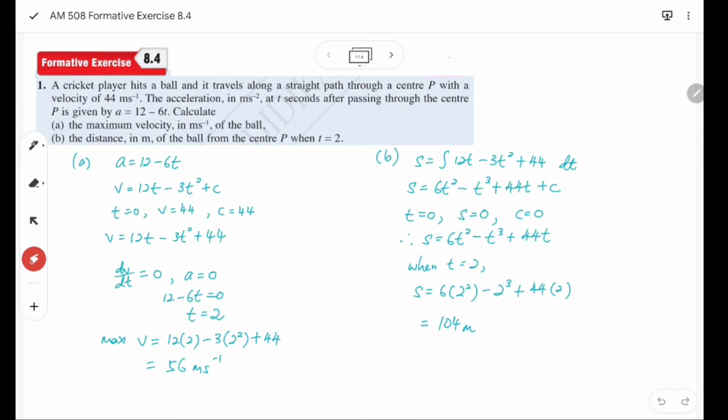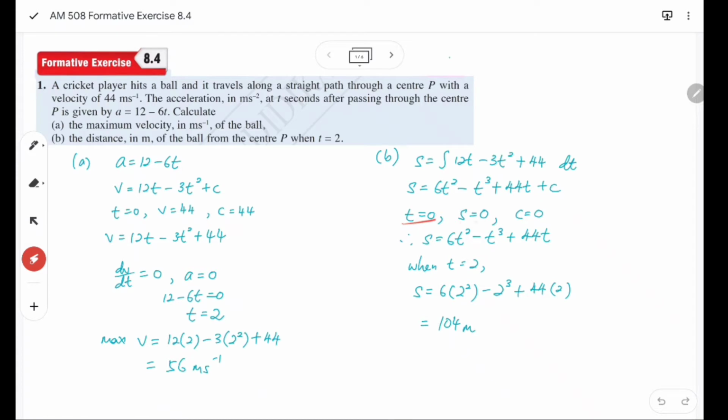B, the distance in meter of the ball from the center P when t equals to 2. So, we want the distance of the ball from center P, so basically the displacement. Alright. So, look for the function s by integrating the function v with respect to t. And we get s equals to 6t squared minus t cubed plus 44t plus c.